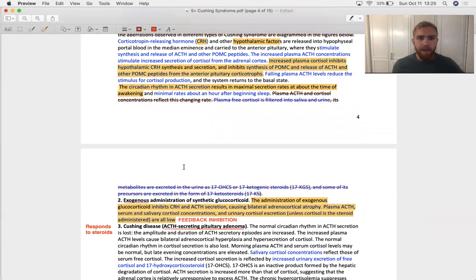Now, CRH tells your pituitary to make adrenocorticotropic hormone, but alongside that, it will also make pro-opiomelanocortin. And ACTH is actually produced from pro-opiomelanocortin, as well as MSH, which is melanocyte-stimulating hormone, which is going to account for some symptoms of hyperpigmentation you could see in hypercortisolism.